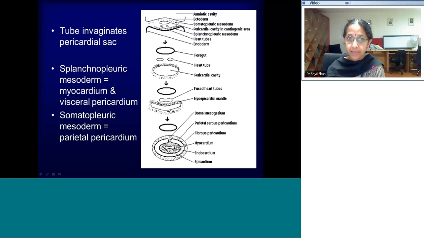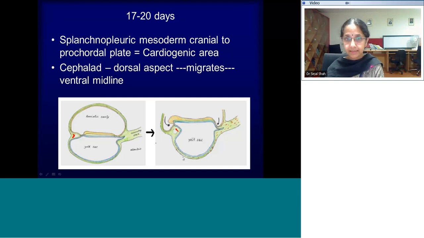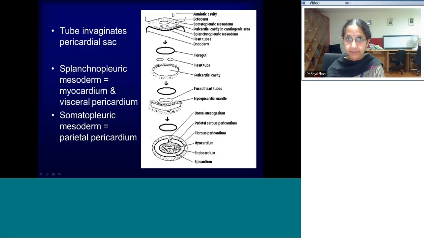The splanchnopleuric mesoderm gives rise to the visceral pericardium and the myocardium, and the somatopleuric mesoderm gives rise to the parietal pericardium. To understand this slide again well, we can see here that if we take a section here at the sagittal cut, what we are going to get is this picture.